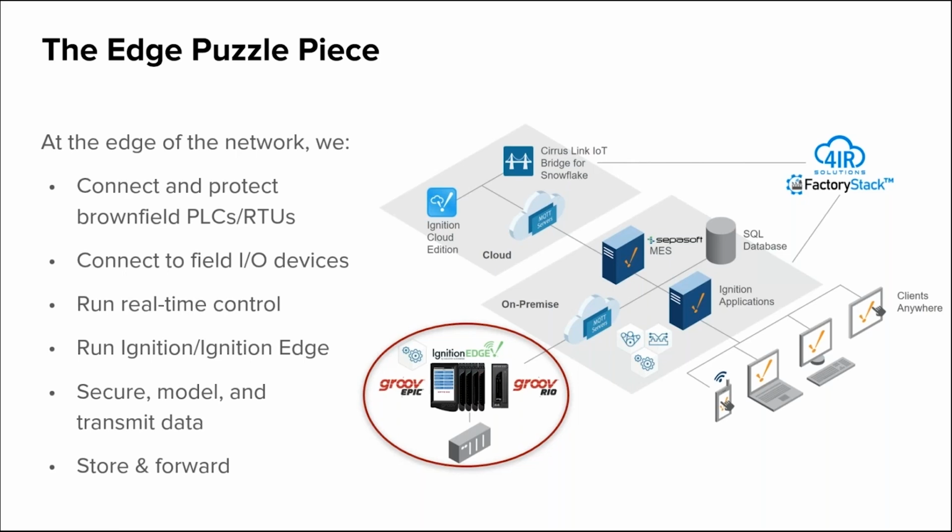First, we'll identify the assets and devices that make up our operations at the edge. Then we'll connect, collect, control, store, and even structure that data for use throughout our digital architecture. And we'll use Ignition at the edge to help achieve this.